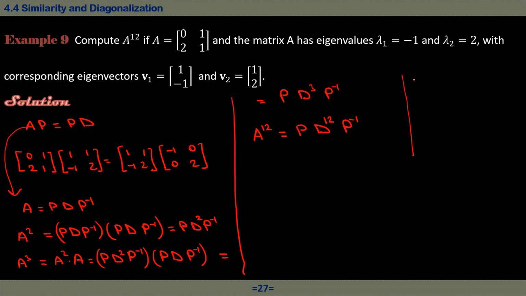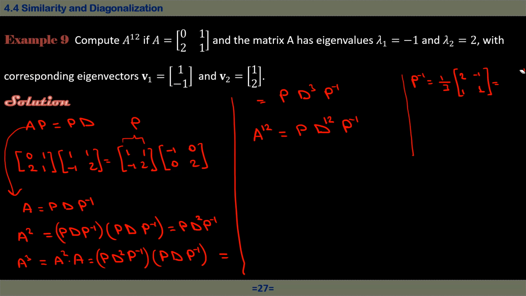P inverse is equal to, its determinant is, where is P? This one is P. P inverse: the determinant is 2 minus minus 1, that's equal to 3. So here there's 1 over 3, right? And for the a, we should interchange this. Here we have 2 and 1. Multiply b and c by negative 1. So here we have 1, minus 1, which is equal to 2 over 3, minus 1 over 3.